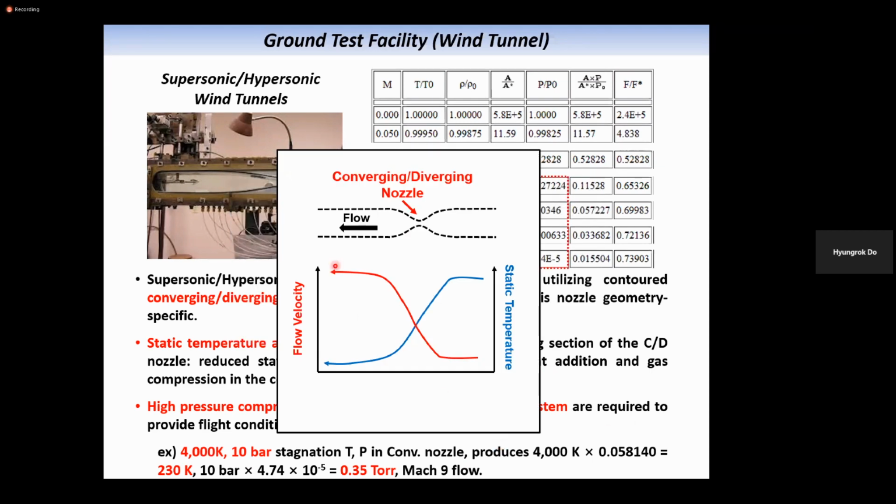Here's some more examples. So flow velocity is a red curve, and the static temperature is blue curve. And static temperature is exactly proportional to the internal energy. You know that Cv multiplied by the temperature is representing the internal energy. So internal energy and the kinetic energy in this case are the total energy, let's say, and then as the velocity increases, your static temperature will decrease, so that the total energy is kept constant.